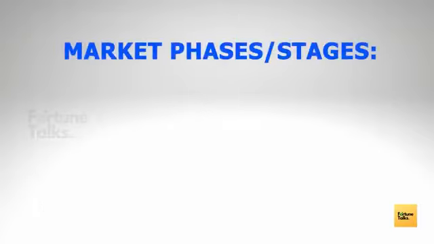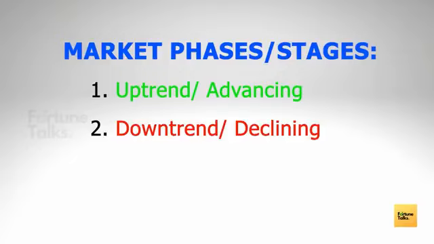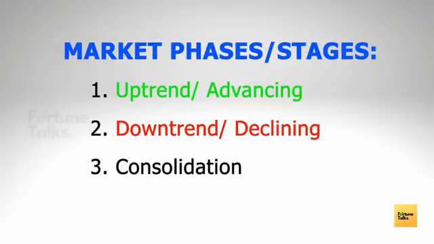To sum it all up, the market moves in 3 phases or 3 stages. Number 1 is the uptrend or the advancing stage. Number 2 is the downtrend or the declining stage. And number 3 is the consolidation stage. So the consolidation stage can be further subdivided into the accumulation phase and the distribution phase.